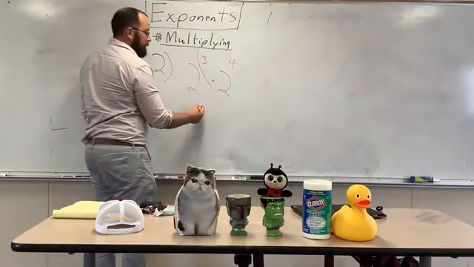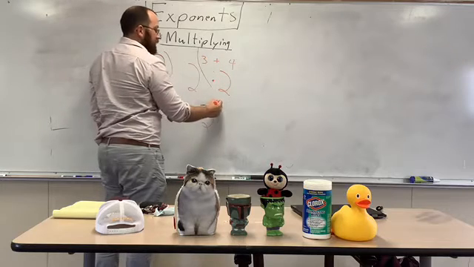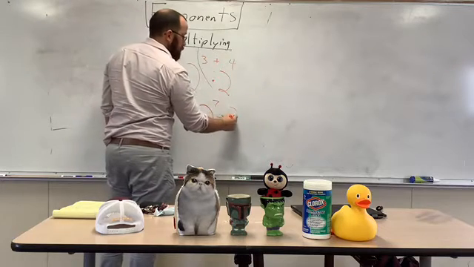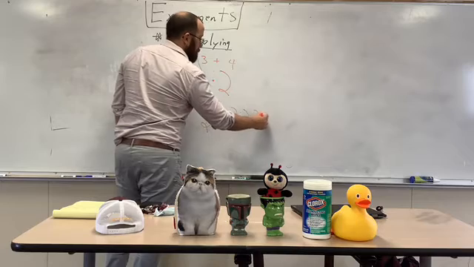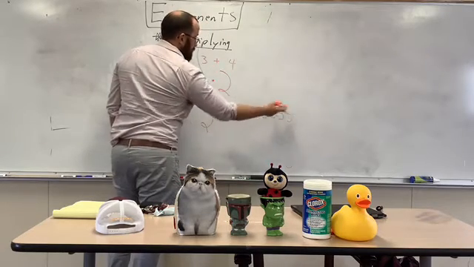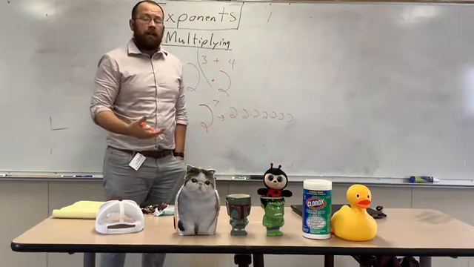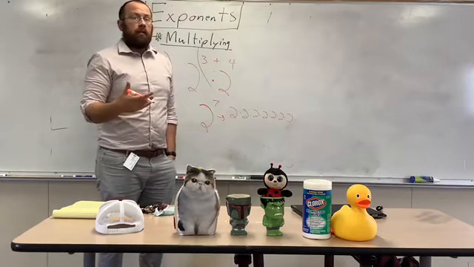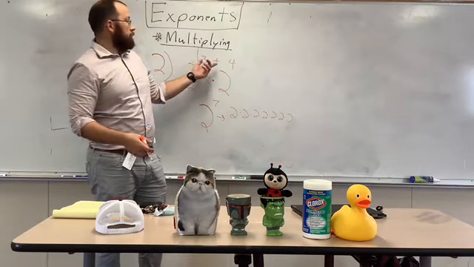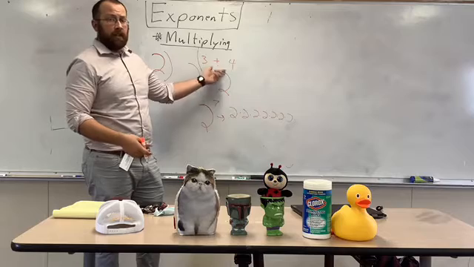Base stays the same. And then what's 3 plus 4? 7. So that gives me 2 times 2 times 2 times 2 times 2 times 2 times 2. 2, 4, 6, 7. Whatever that is, that's your answer. So when multiplying exponents that have the same bases, you just add the exponents together.